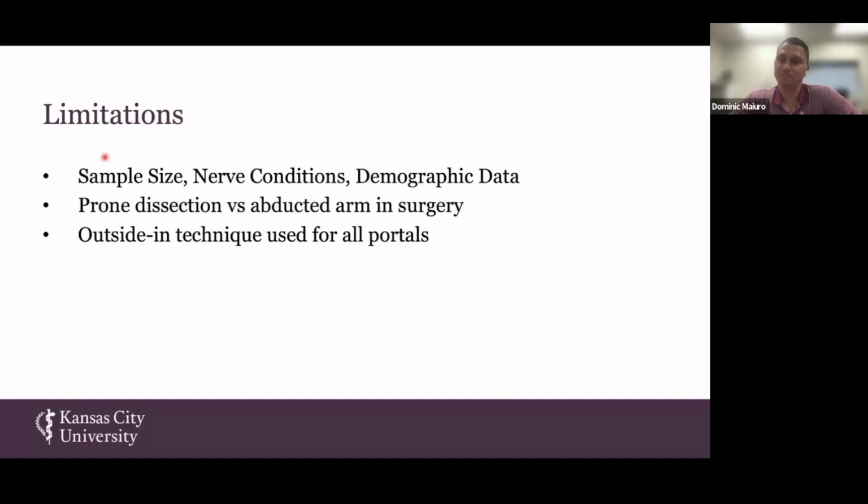But further studies definitely need to be done. And I think that was one of the limitations, at least that I can imagine, that maybe certain things will present differently. And then also we did an outside in technique for all portals, whereas an inside out is often used after establishing your first portal.